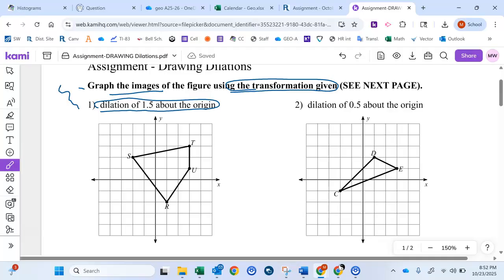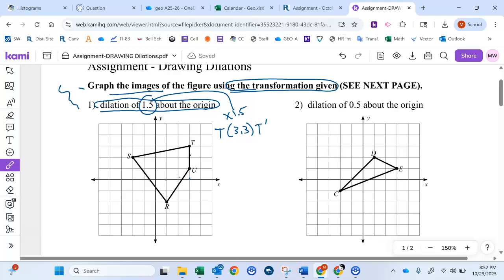Okay, so how do we do that? Well, if it's 1.5, we have to multiply every single point, the coordinates, by 1.5 to get the updated prime one. So let's start with T. You can start with any one, but I'm going to start with T. So what is that? That's going to be at 1, 2, 3, 1, 2, 3. So that's going to be (3, 3). Okay, so I'm going to multiply both coordinates by 1.5, right?